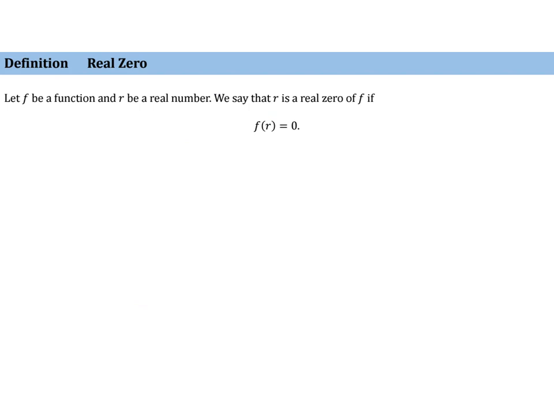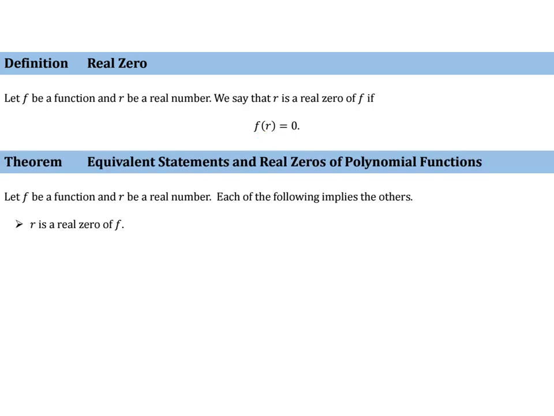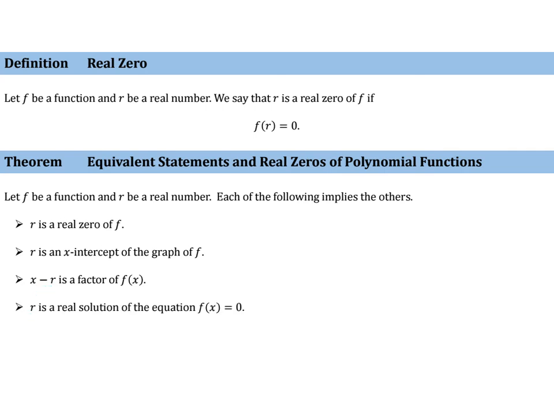A zero of a function, or a real zero of a function, is a real number that when substituted in for our independent variable yields 0 as an output. From the warm-up and this definition, then we know that there are some corresponding statements that are related. So if r is a zero of a function, a real zero of a function, then that means that r is an x-intercept of the function. And then also, x minus r is a factor of the function. And if we solve the equation f of x equals 0, then r is a real solution.